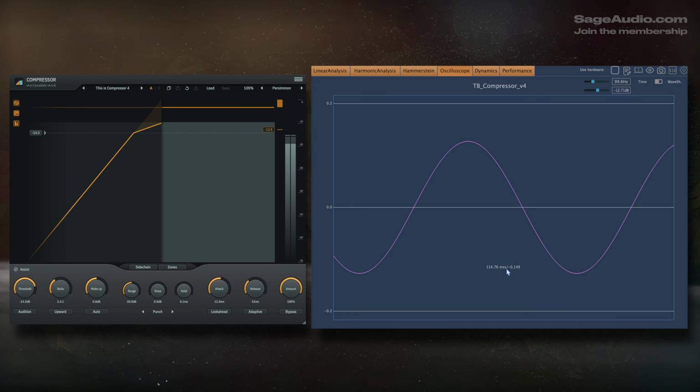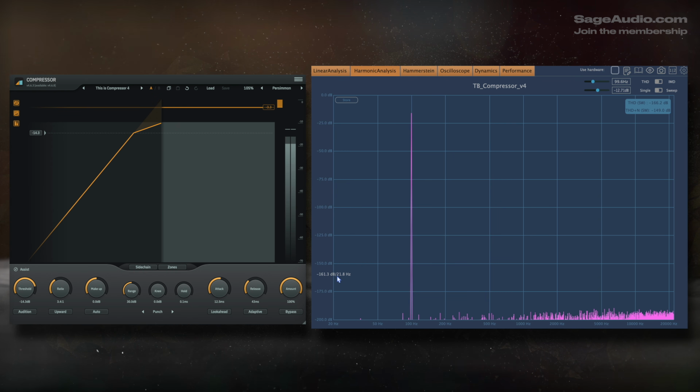Now, I'll compare this setting to other compressors in just a moment, but for now, let's take a listen to our signal attenuated with these settings and let me know if you can hear any distortion.